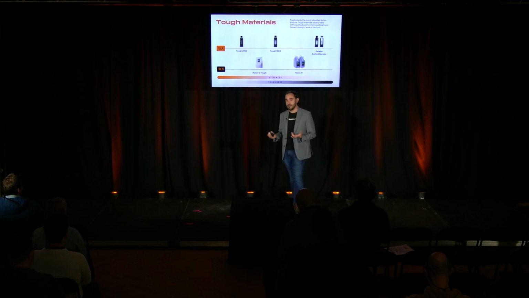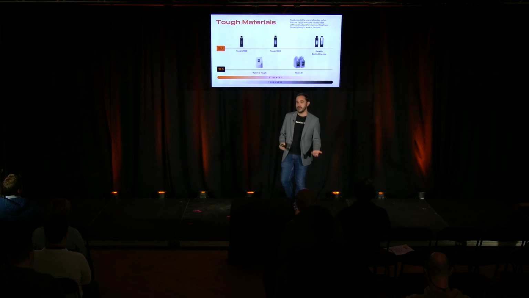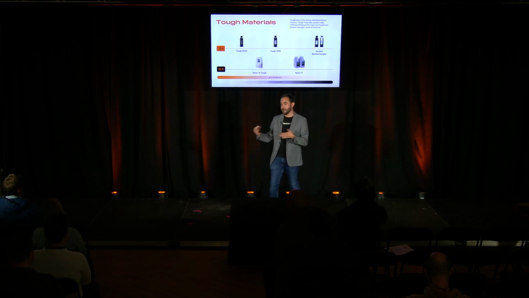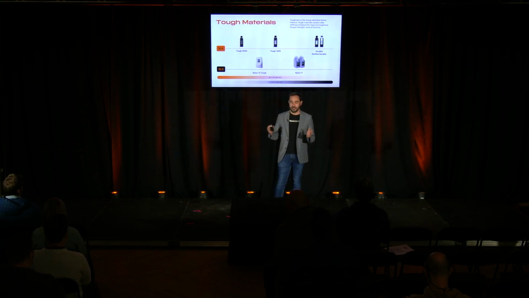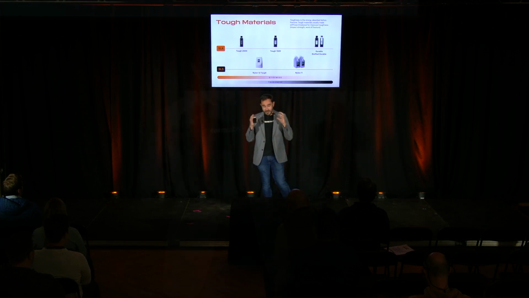So the most common way we do that is with impact strength. That will have units of joules per meter, typically. But there are other ways to measure it as well, like work of fracture, which is done at a slower strain rate. The least tough material in our family is called Tough 2000.